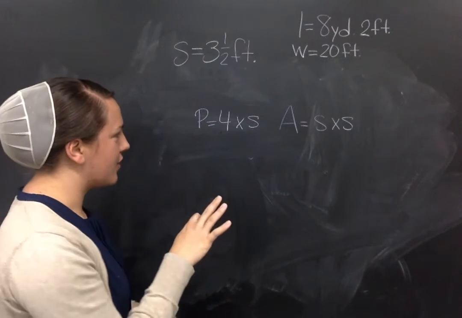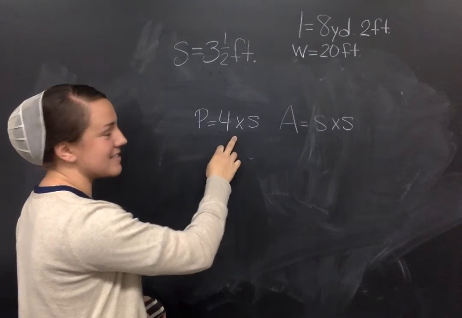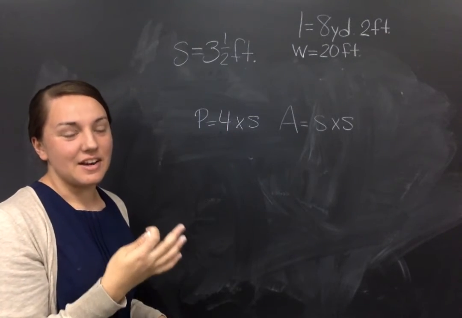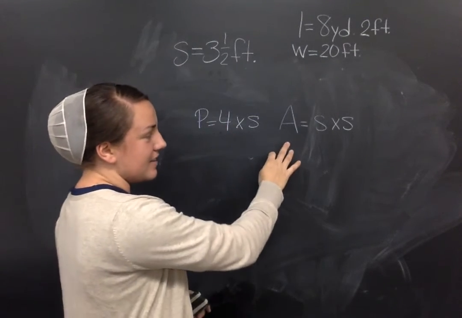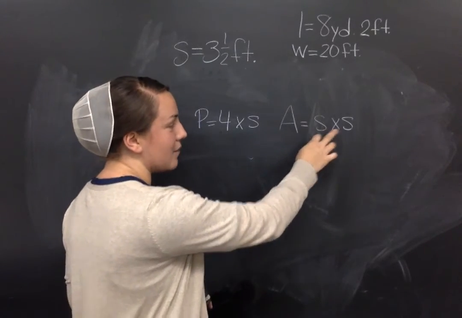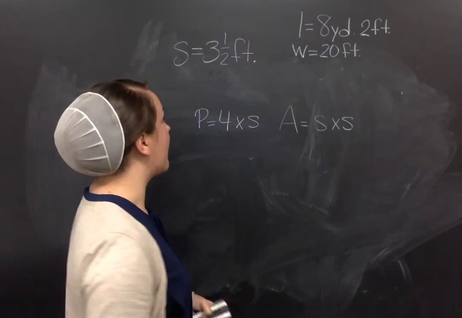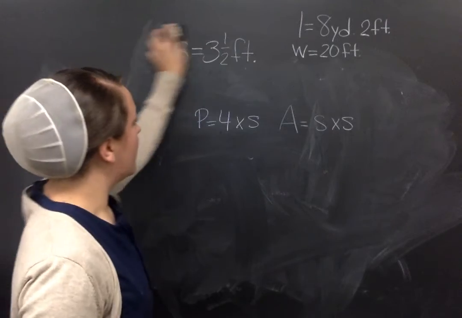Okay, so if I did that incorrectly, notice this now. Perimeter, P equals 4 times S, because there are 4 sides that are the same length. Area, instead of counting the square feet, you can just take one side and multiply it by another side. Okay, side times side gives us the area of a square.